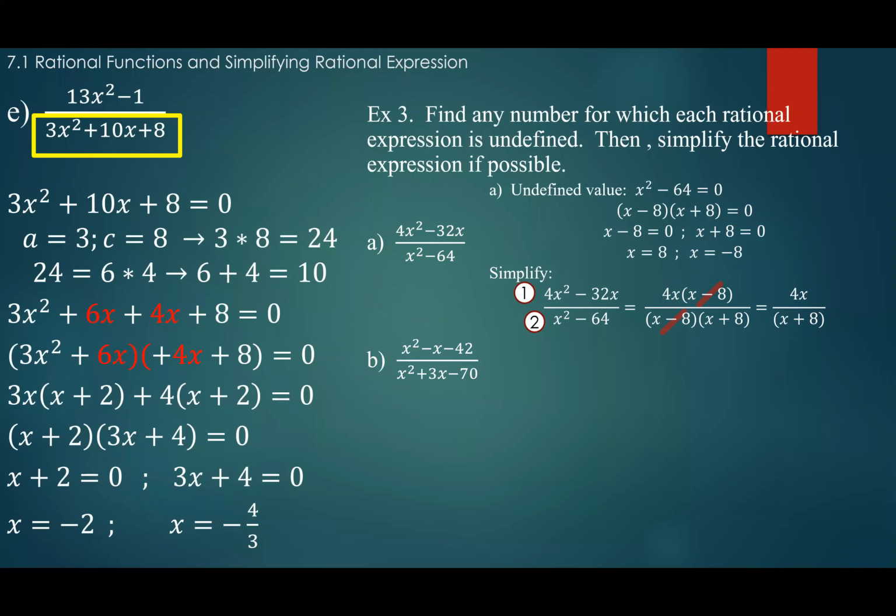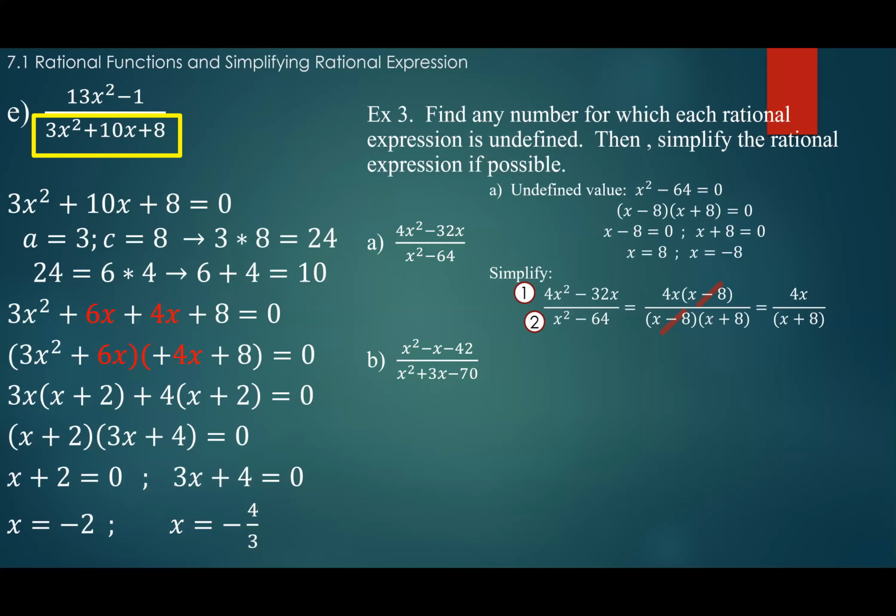And I want to show you the problem now in chapter 7. When you take your test on chapter 7, this is your problem. You have x squared minus x minus 42 all over x squared plus 3x minus 70.